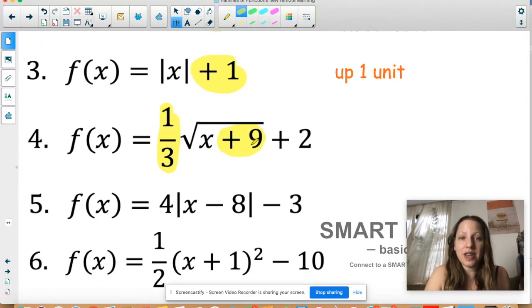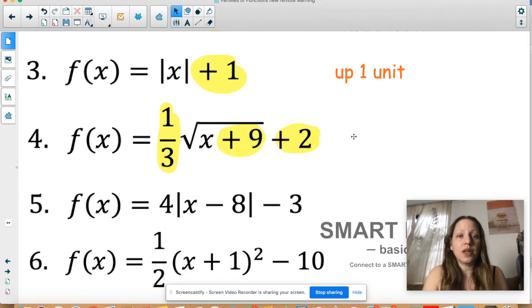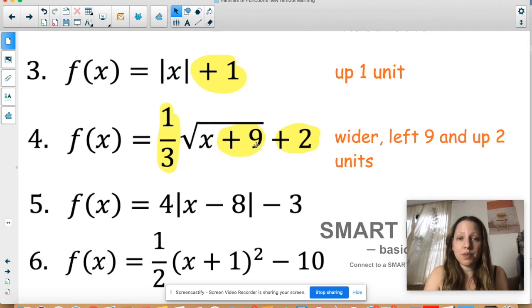There's a +9. So plus inside goes to the left. So that's left 9. The +2 here is outside. So that's not inside, it's outside. Outside goes up or down. Positive goes up. So that's going to be wider, left 9 because it's positive, and up 2 because it's positive.